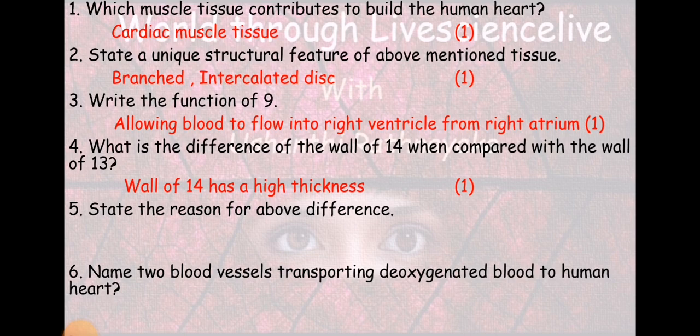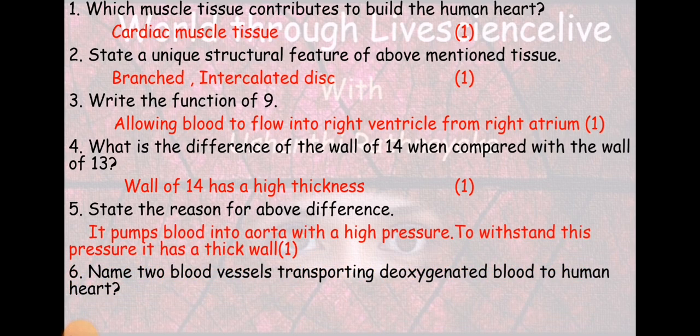State the reason for the above difference. Children, why does the left ventricle have an extra thick wall compared to the right ventricle? I told you, because it pumps blood into the aorta with a high pressure. To withstand that high pressure, it needs an extra thickness. Let's see the answer. It pumps blood into the aorta with a high pressure. To withstand this pressure, it has a thick wall.